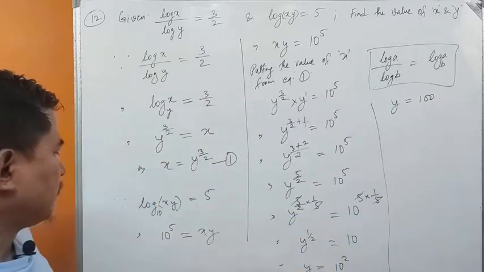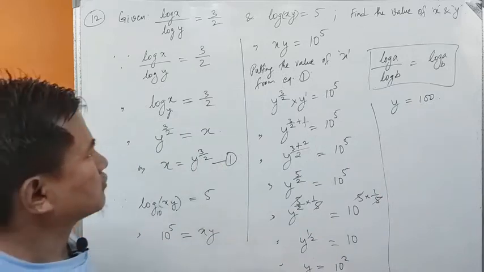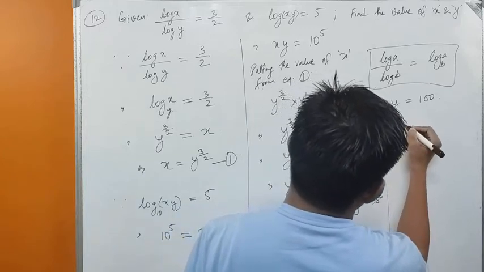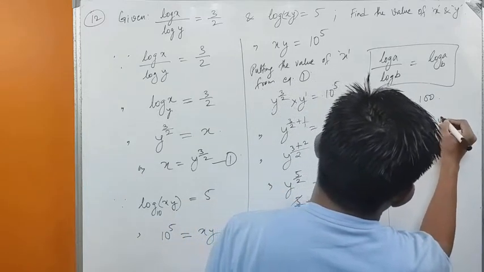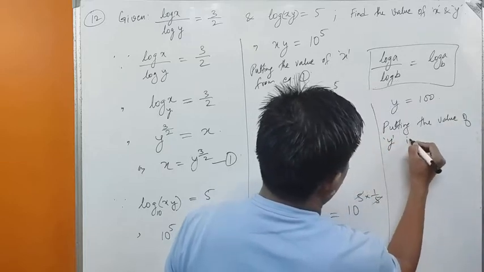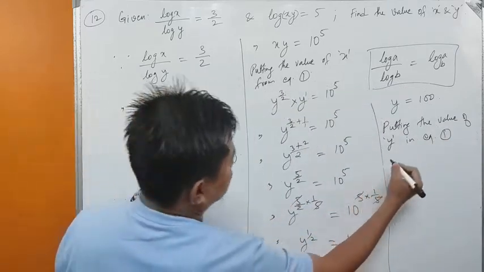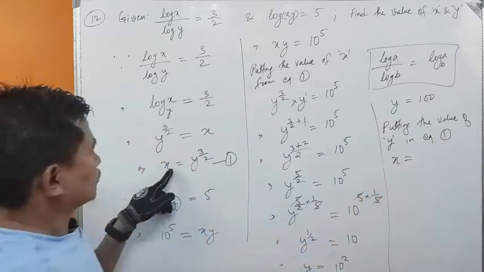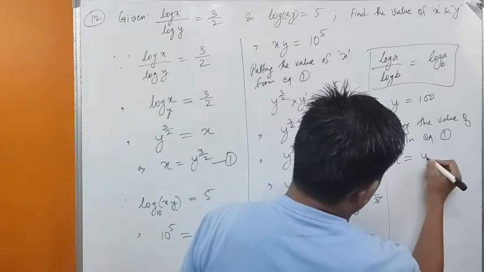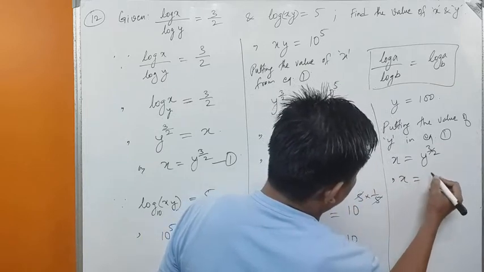Now putting the value of y in equation 1 or 2, we can find the value of x. So putting the value of y in equation 1, x equals y to the power 3 upon 2, isn't it? So x equals, what is y?